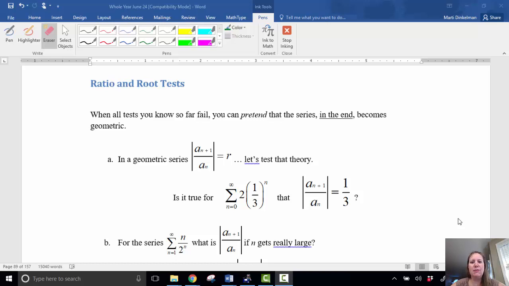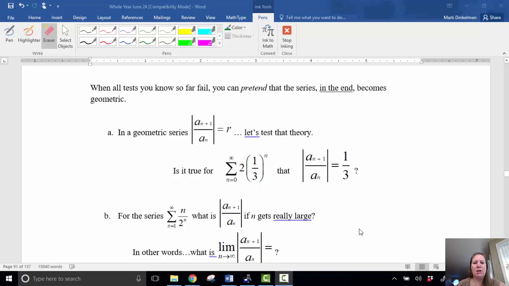We're going over the last two tests in our unit where we're trying to determine whether a series converges or diverges. The first one I'm going to talk about is the ratio test. We're going to become really friendly with the ratio test, especially next unit when we're looking for what's called the interval of convergence. What we're basically doing with the ratio test is we're pretending the series in the end becomes geometric. So we're just pretending that there's a ratio at the end. And that's what this beginning part is really about.